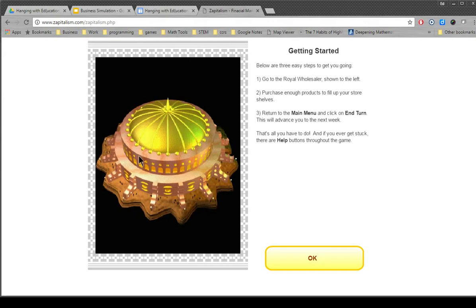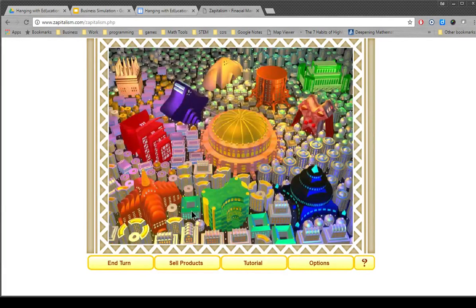They're showing us that the Royal Wholesaler looks like this little yellow pincushion building, so that when I hit OK, I get to the city where there's all these different buildings, and if I mouse over them, there'll be different descriptions of each of these. None of these buildings are open yet except for the center one, and the whole idea of the tutorial is it'll build up what each of these buildings offer to your business.